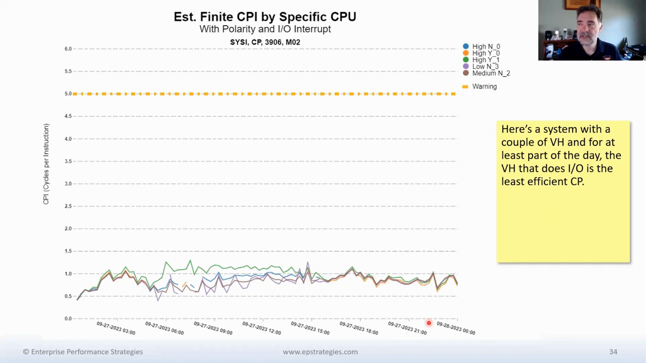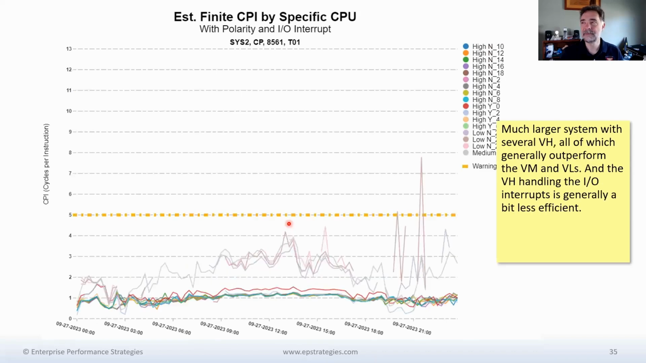Now, here's the system with a couple of vertical highs. I say a couple. No, there is a couple. Yes, 0 and 1. There we go. So there's a couple of vertical highs here. The green one here that is processing IO interrupts is actually running less efficient for at least part of the day. And that's again because it's handling those IO interrupts.